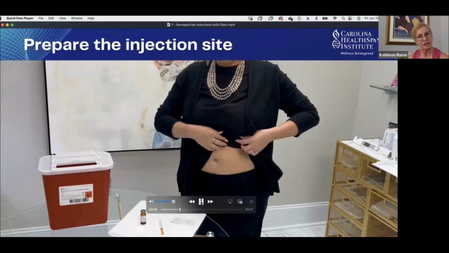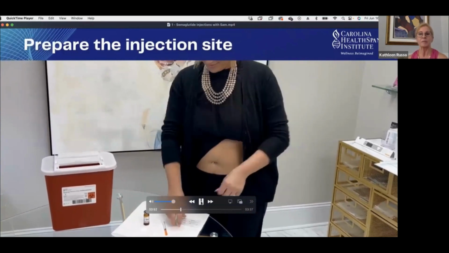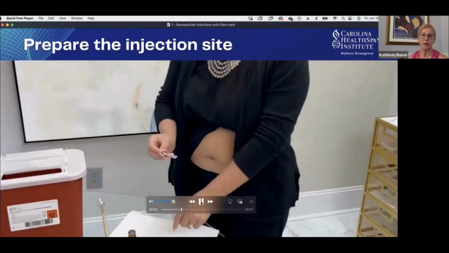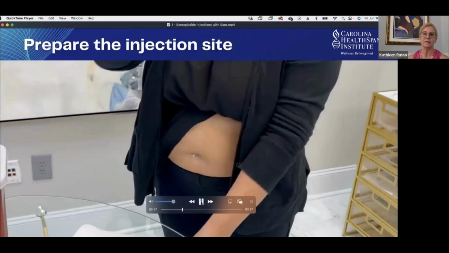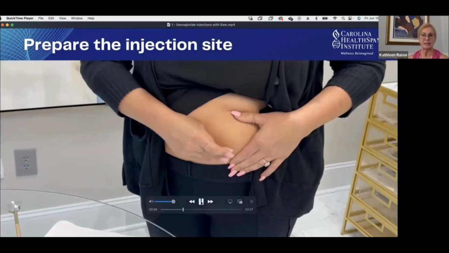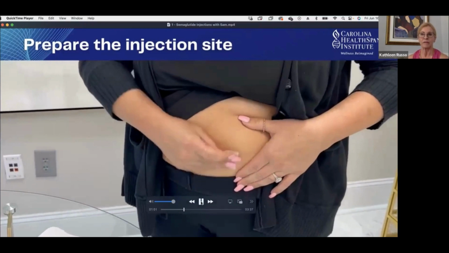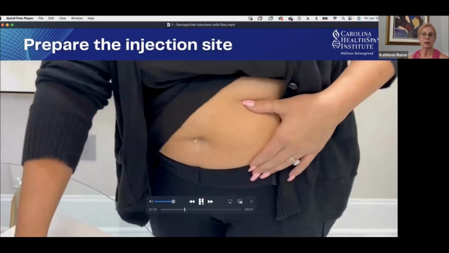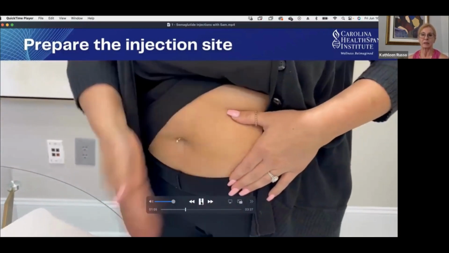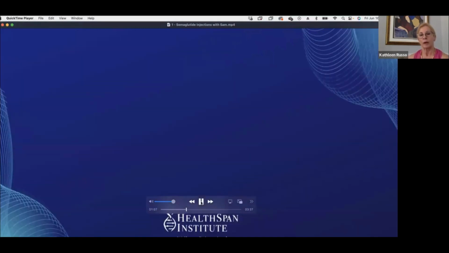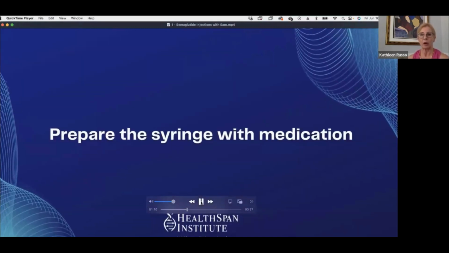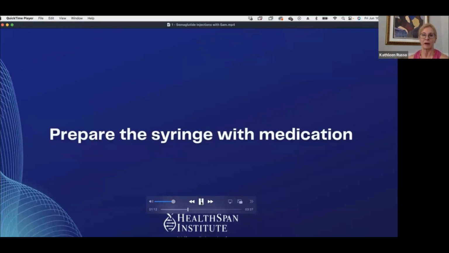After you've gathered your supplies, you're going to prepare your injection site. Typically, a subcutaneous injection is done in the abdomen. It can also be done on the back of the arm or the thigh. It's a very non-deep injection, if you will. It's using a very short needle and going into the subcutaneous fat. So you want to clean off the area with the alcohol pad and dry the area.